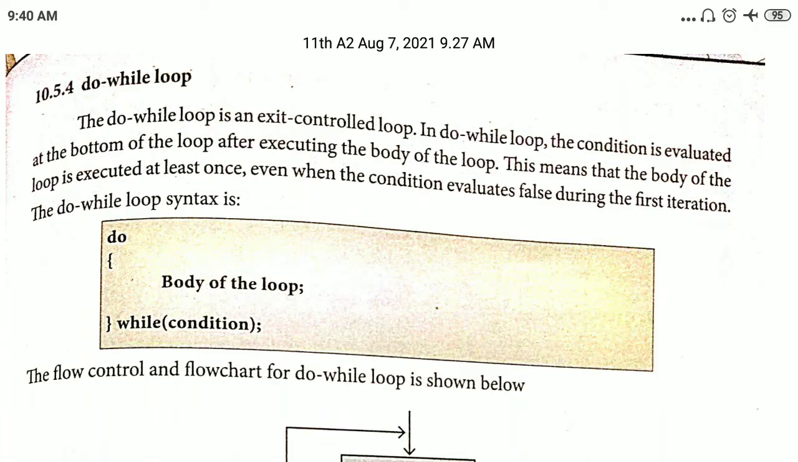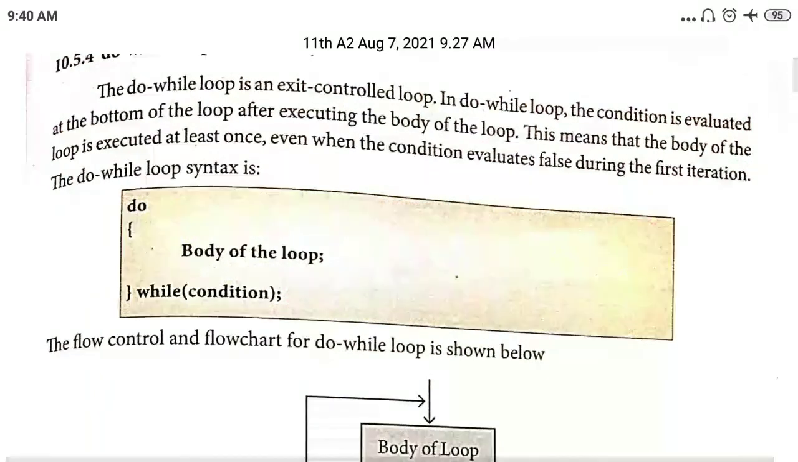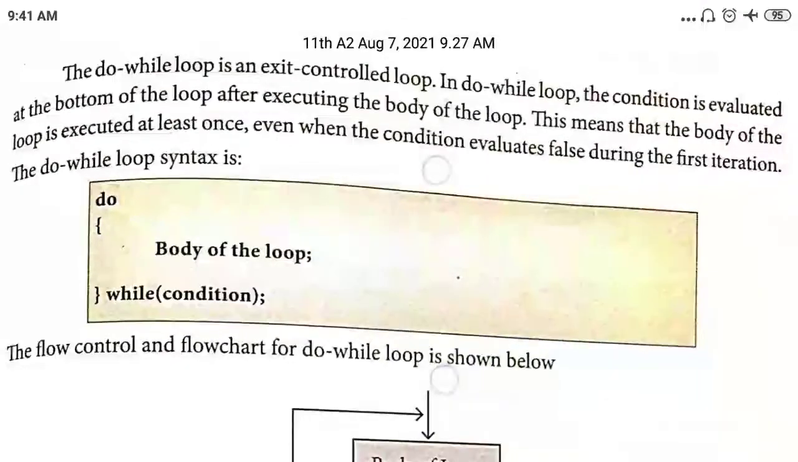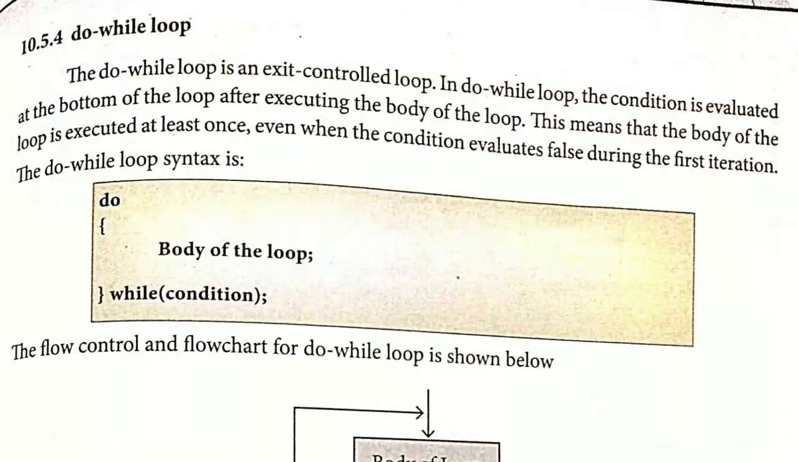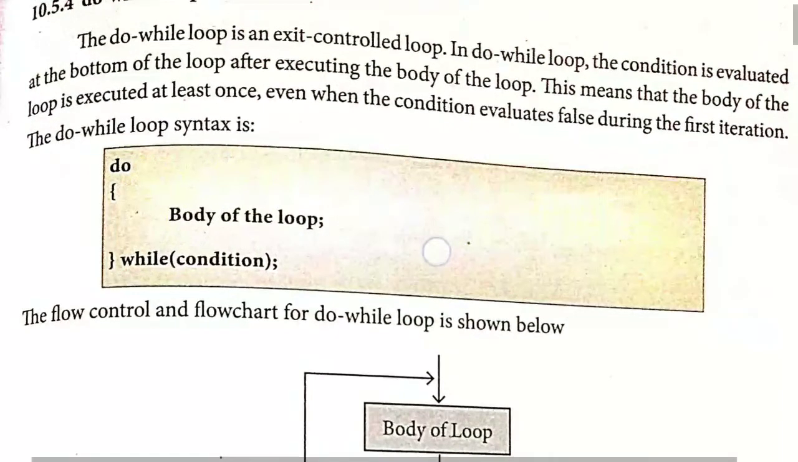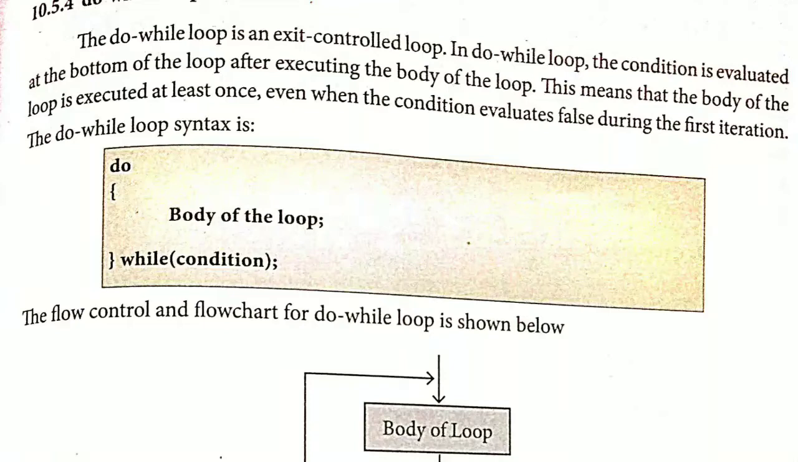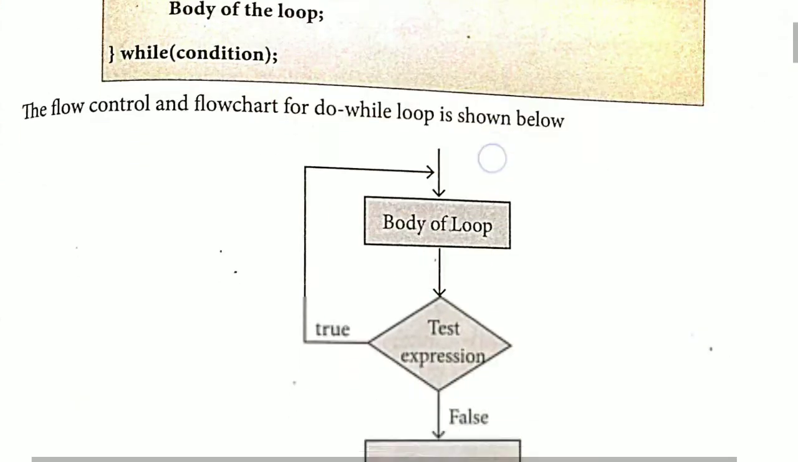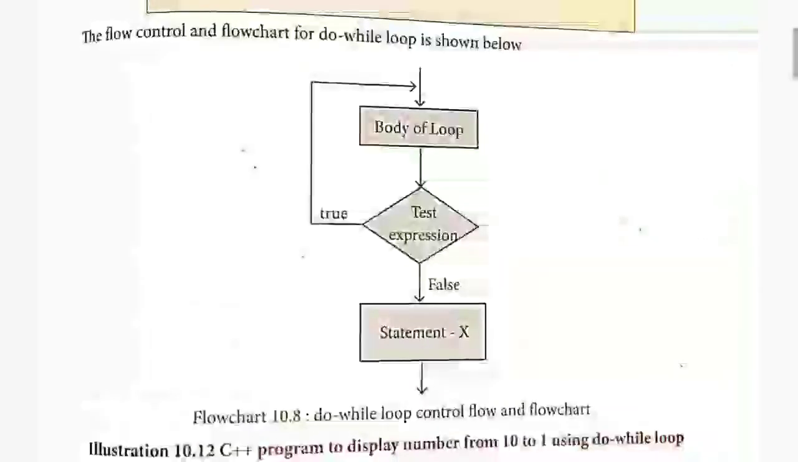So this is the syntax of do while loop. Here do is the keyword and while is the keyword, and you have created a new block, that is the curly brackets.